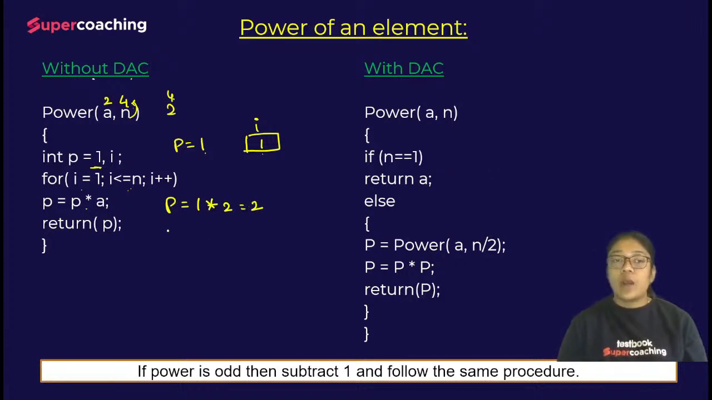In the next case we repeat this. P is equal to 2, the previous value of P, into 2, that is 4. This is when I is equal to 1. This is when I is equal to 2. Till where does the value of I go? It is going till n, and here we are assuming that n is equal to 4. So P is equal to 4 into 2, that is 8. P is equal to 8 into 2, that is 16.